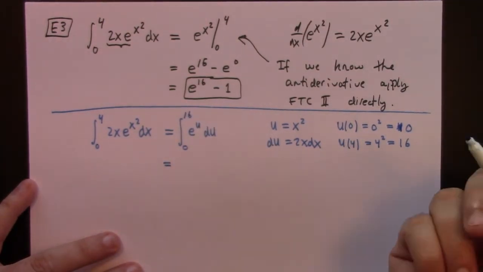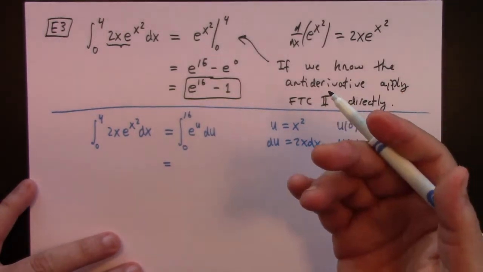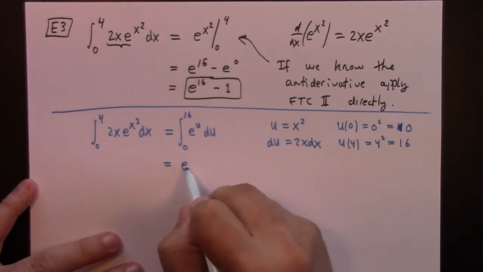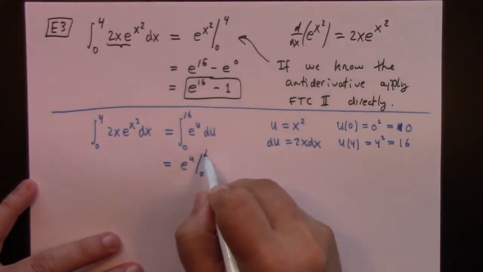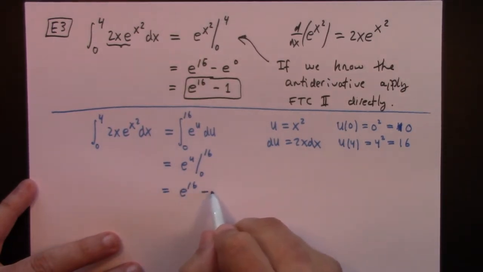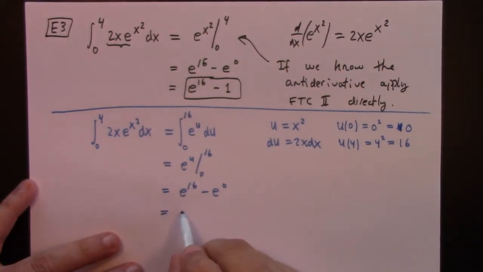When I do this with the definite integral, I never have to go back to x, unlike the indefinite integral with u substitution. I just have e to the u evaluated from 0 to 16. And of course that is equal to e to the 16 minus e to the 0, which again is just e to the 16 minus 1.